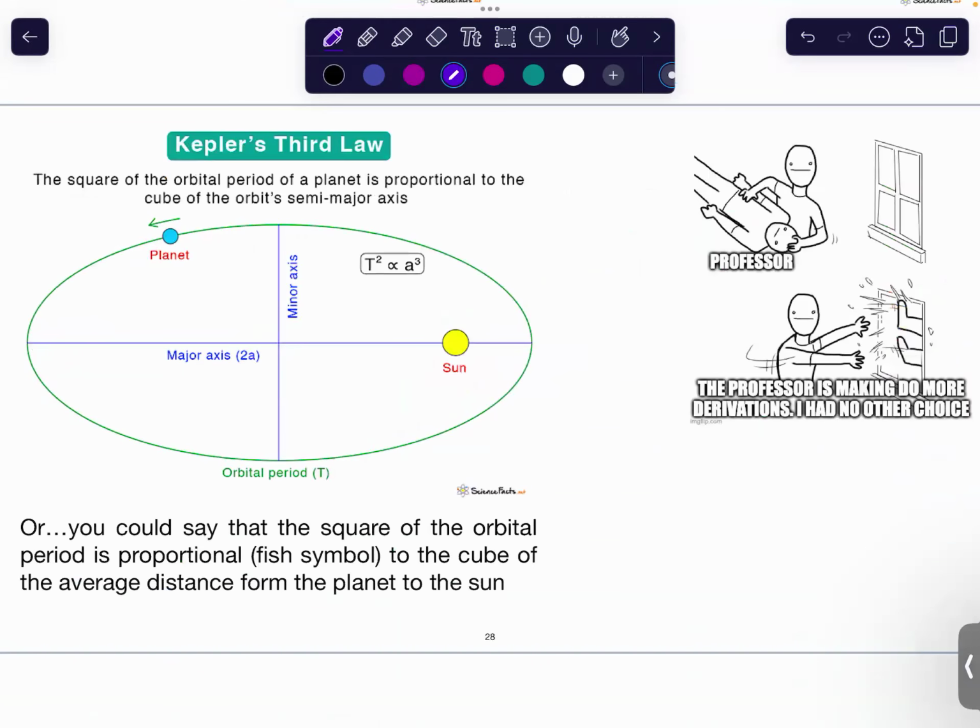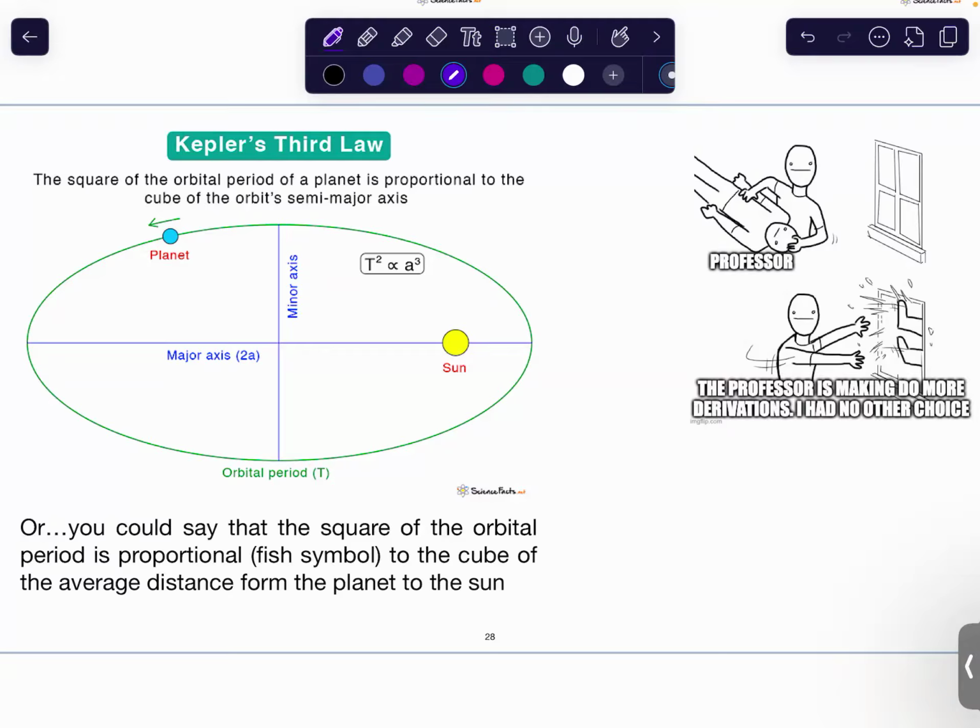Kepler's third law. The square of the orbital period of a planet is proportional to the cube of the orbital semi-major axis. So basically, that's the square of the orbital period is proportional, the first symbol, to the cube of the average distance from the planet to the sun.